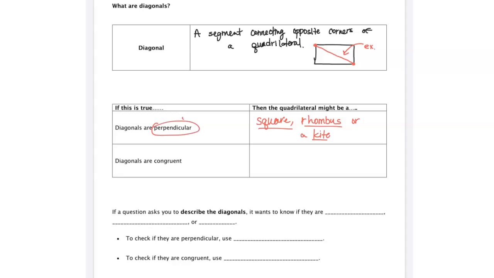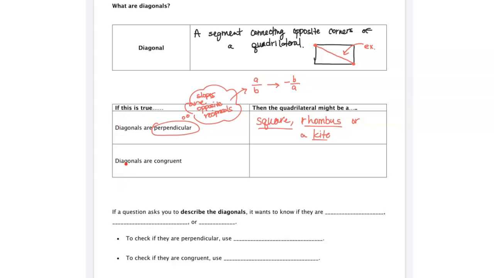Remember that if it is perpendicular, then that means that the slopes are opposite reciprocals. And one thing that you should think, so if you have a fraction that's a over b, then it will turn into negative b over a.